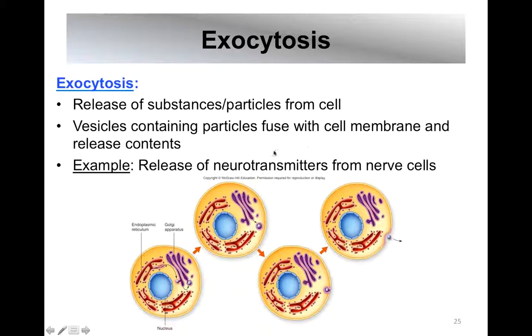This example says neurotransmitters from nerve cells, but it's also how white blood cells will release pieces of the things they digested during phagocytosis.